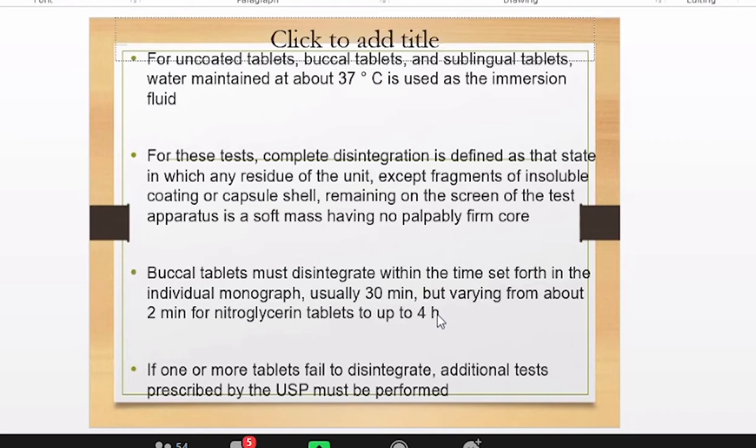At that time, you go back to the tablets, you stop the apparatus, and then you check whether what you have is a soft mass or it's a complete disintegration. If it's a soft mass, you check whether there is a firm core or not. If you find that one of those 6 tablets fails to disintegrate, then you must conduct additional tests which are prescribed by the USP, for example. Okay?